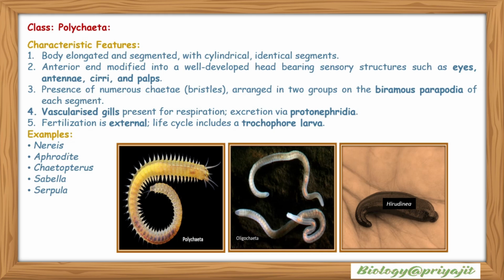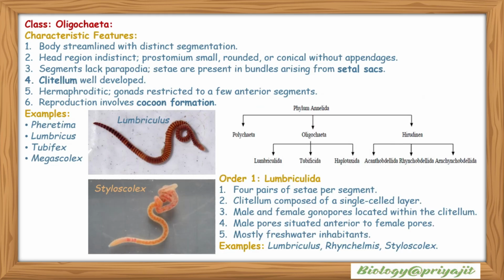These are the different examples of Polychaeta, Oligochaeta and Hirudinea. So the Oligochaeta, their characteristic features: their body is streamlined with distinct segmentation, head region is indistinct, their prostomium is small, rounded or conical without appendages, their segments lack parapodia, setae are present in bundles arising from setal sacs, their clitellum is well developed, they are hermaphroditic, gonads are restricted to a few anterior segments, their reproduction involves cocoon formation.